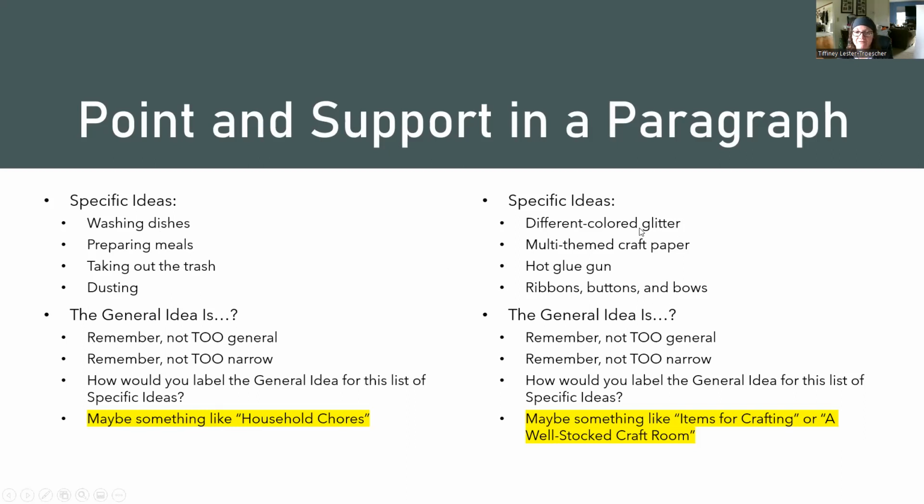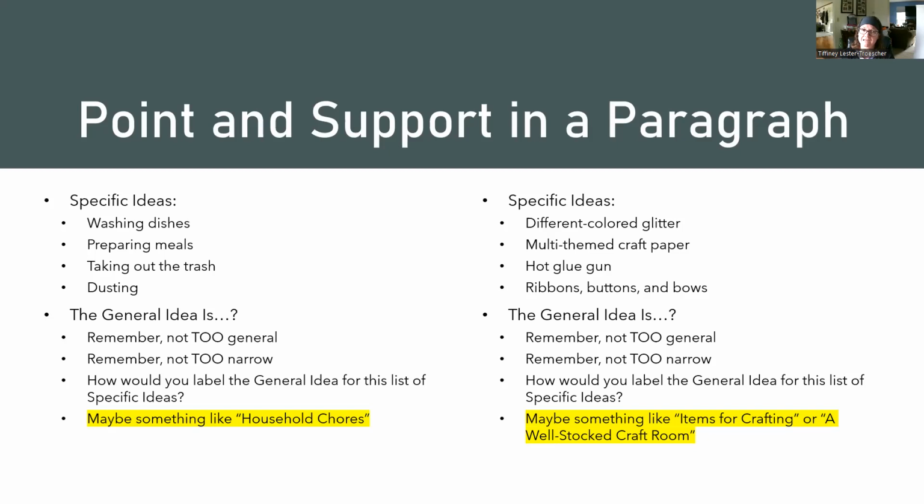So over here, we have another list of specific ideas. So this paragraph, the examples that are going to be used are, we've got different colored glitter. We've got multi-themed craft paper. We've got a hot glue gun. We've got ribbons, buttons, and bows, right? So those are the specific ideas that we're using in the body of the paragraph.